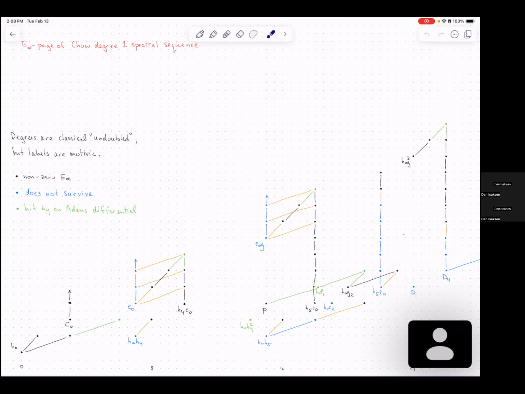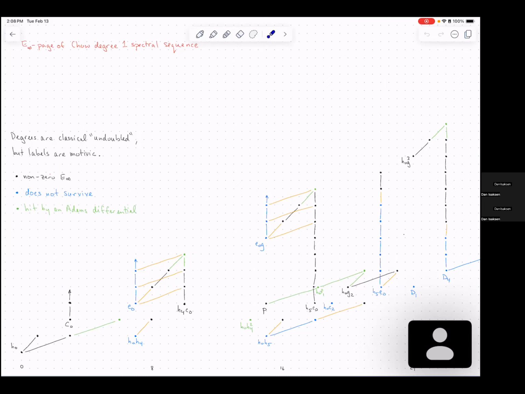E0 is in the 7 stem here, but when you double the degrees, it ends up in the 17 stem where it belongs and so forth. So those labels are the familiar elements. And then I did a little bit of color coding here to tell you about the Adams E2 page, right? We're computing Chow degree 1 in the Adams E2 page. So these are all E2 page elements.